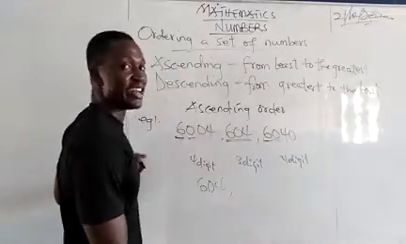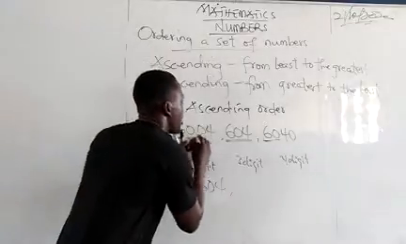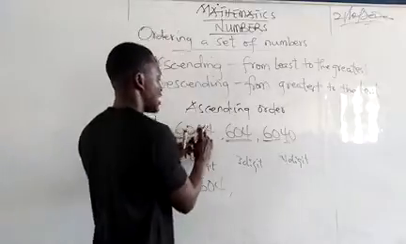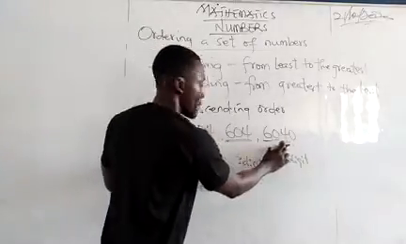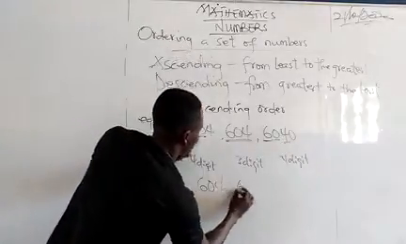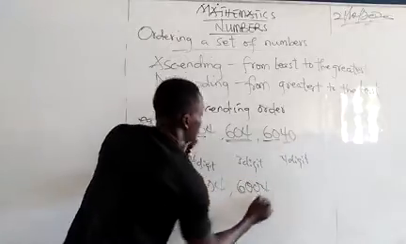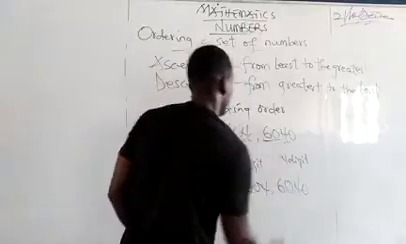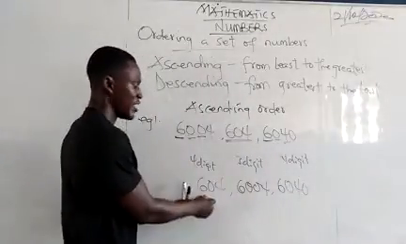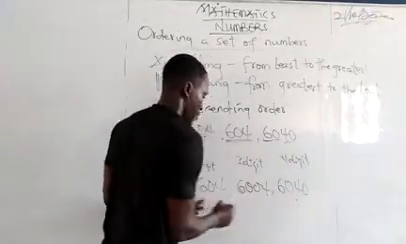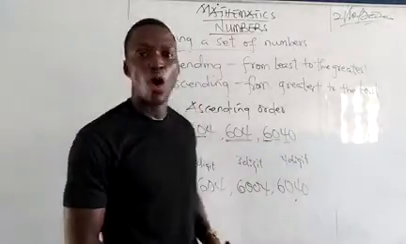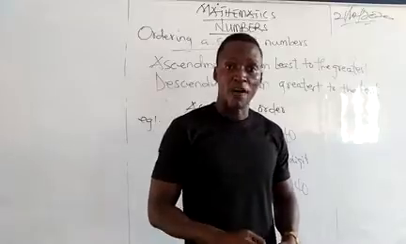You need to move to the next digit. We have 0 here and 4 here. It means that this 0 is less than this 4. So it means that 6004 will come, then the larger number will follow, 6040. So it goes from the least to the highest. From the least to the highest. That's ascending order. I hope you are all following.